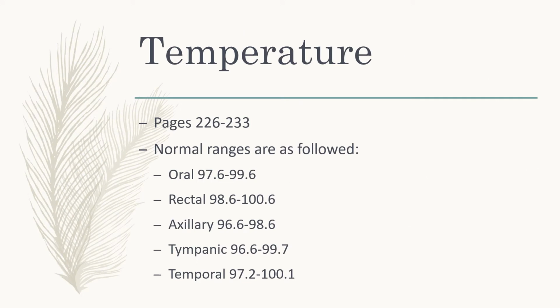Temperature. This is going to be from pages 226 to 233. Normal ranges are as follows. You've got your oral temperature range, which is 97.6 to 99.6. The rectal temperature, which is 98.6 to 100.6. The axillary, which is 96.6 to 98.6. The tympanic, which is 96.6 to 99.7. And the temporal, which is 97.2 to 100.1.